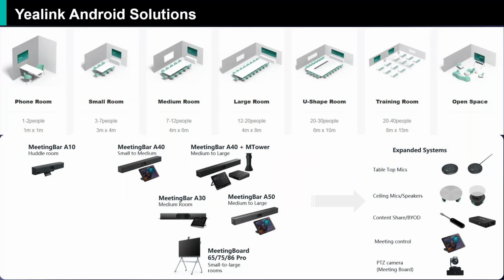Now, the Yealink Android solutions, we have, as I said before, a wide variety of solutions. When we look at the Android, we have the A10 there for phone room, small room. Then from the small room to the medium room, we have the A40. With the MTower, we can go up to a large room. It all comes down to how the people are seated, how wide the room is, or how wide the table is, that kind of stuff. We have U-shaped rooms. You see then there's nothing anymore after that.